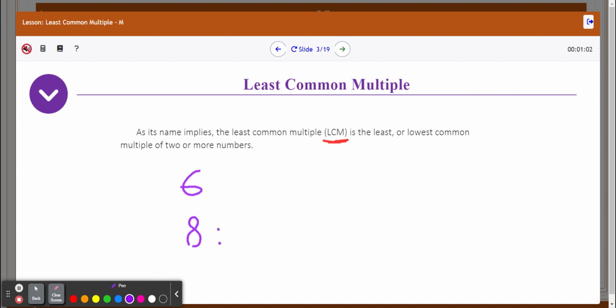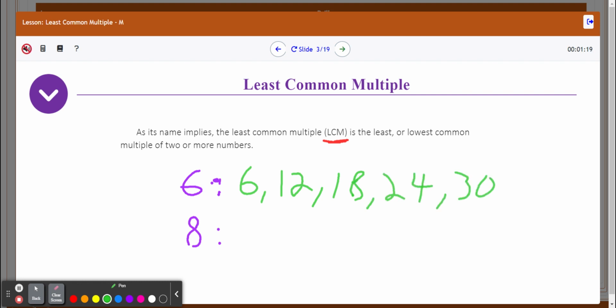All right. So now we start going through all the multiples until we find the least common one for both. So we'll start with 6. 6 times 1 is 6, times 2 is 12, times 3 is 18, times 4 is 24, times 5 is 30, and so on. Now we're going to do the same thing for 8.